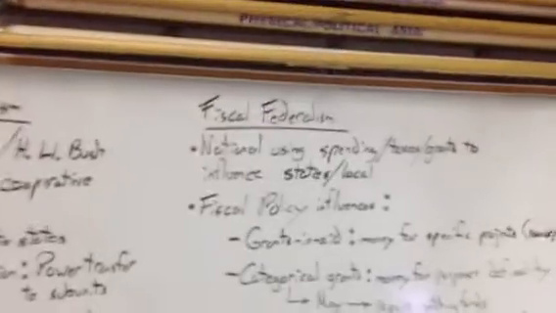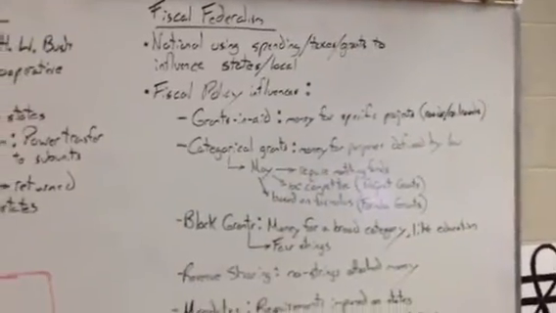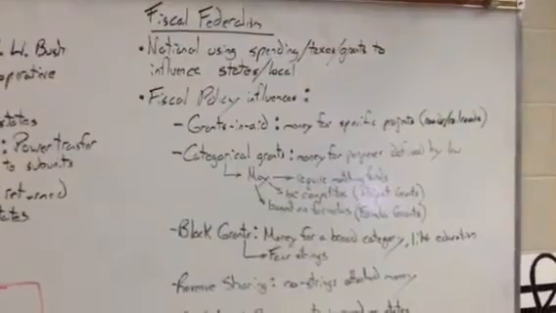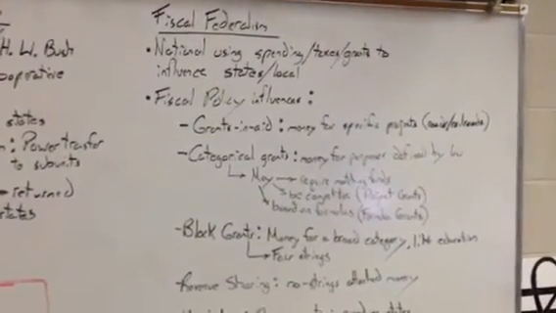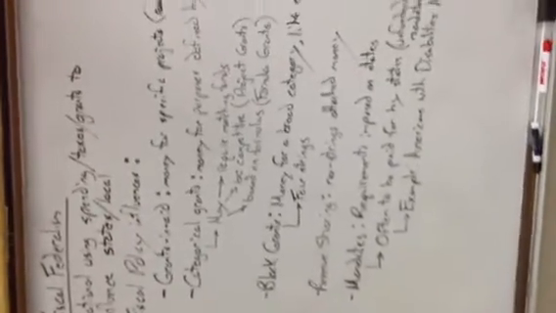And the last but not least, our very modern form of federalism is fiscal federalism. And this is basically the national government using spending policy, taxation policy, and a wide variety of grants to influence the state and local governments to do what they want. And the ways that they use fiscal policy to influence the states and the nation, there's a whole variety of ways, all related to money. You have grants and aid, you have categorical grants, you have block grants, you have revenue sharing, and you have mandates.